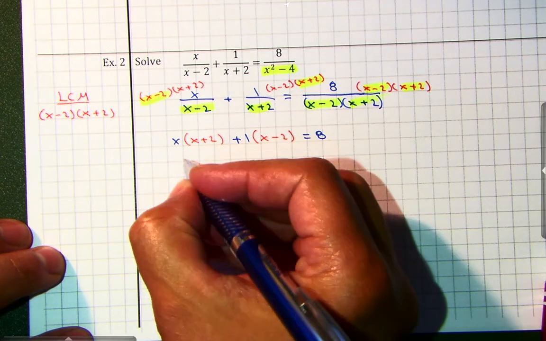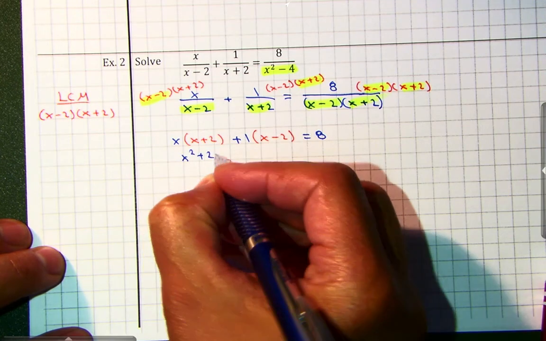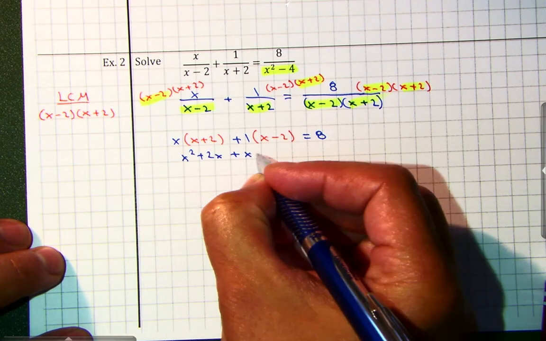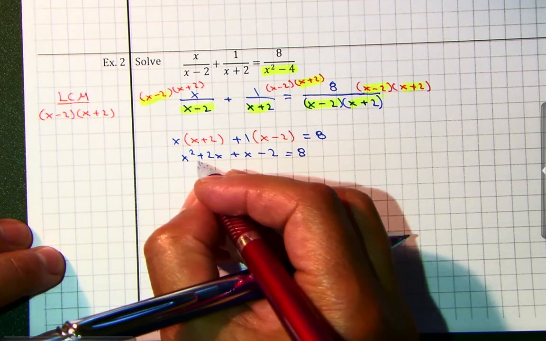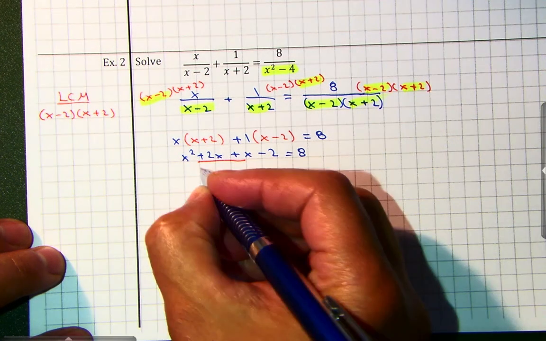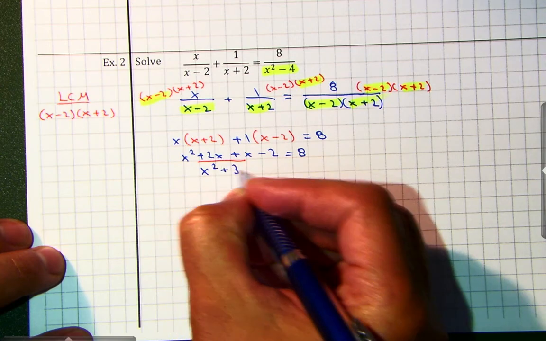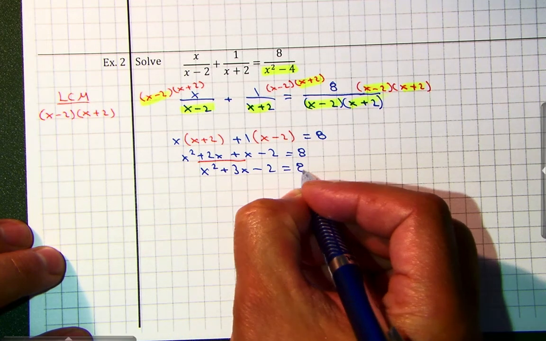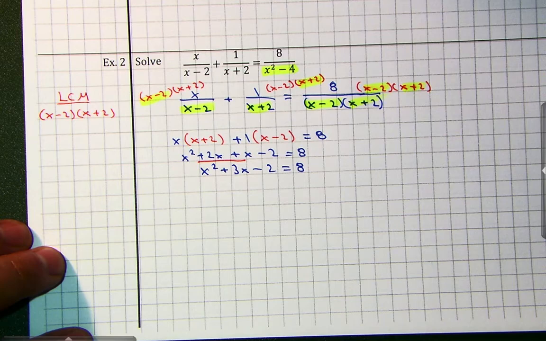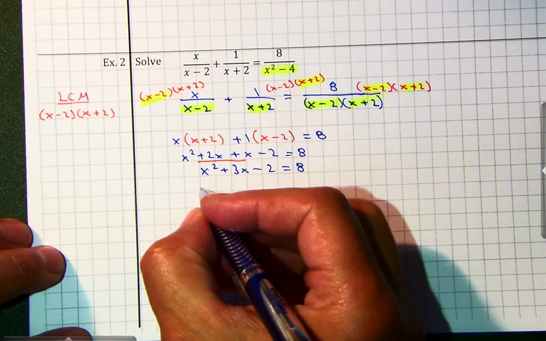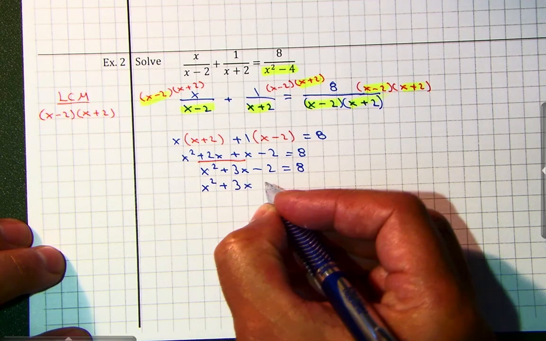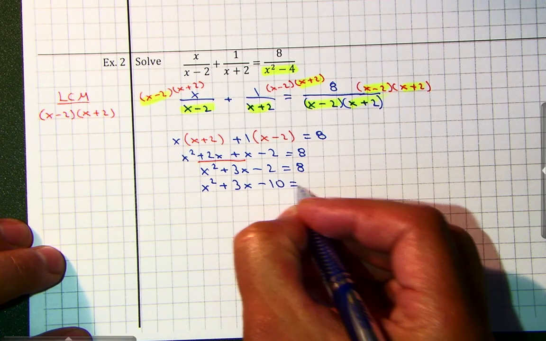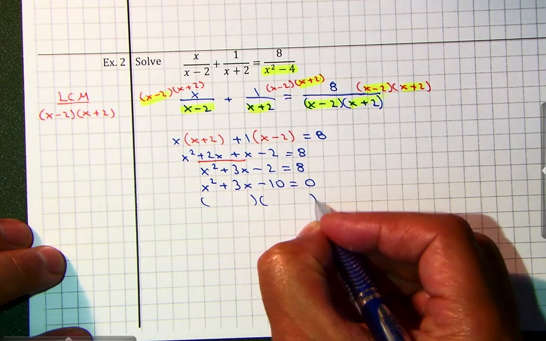So in this case, that gives me x squared plus 2x plus x minus 2 equals 8. Combine like terms. That gives me x squared plus 3x minus 2 equals 8. I have a quadratic equation. I want to make it equal to 0 to see if I can factor it. So move that 8 to the left. You can say negative 8, so it's negative 10 equals 0. And now I can factor this out.